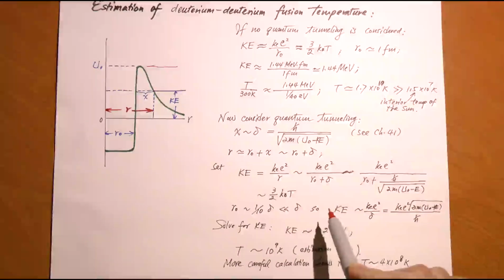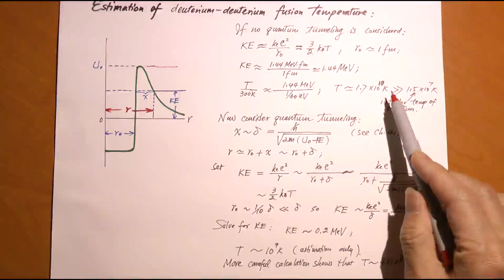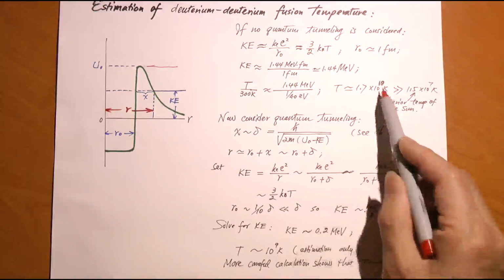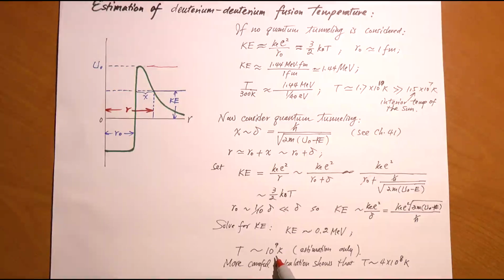You're going down by about 1 order of magnitude, and the corresponding temperature that you need for fusion, if you consider the quantum tunneling, is 1 order of magnitude lower than that. Okay, it's about 10 to the 9, that's a billion Kelvin. This calculation is only by estimation. It's not very accurate, but if you do a more careful calculation, you will find that the actual temperature for nuclear fusion, deuterium, is even a little bit lower than that. It's about 4 times 10 to the 8 Kelvin instead of 10 to the 9 Kelvin. But that's still pretty good. We're about half an order of magnitude away.